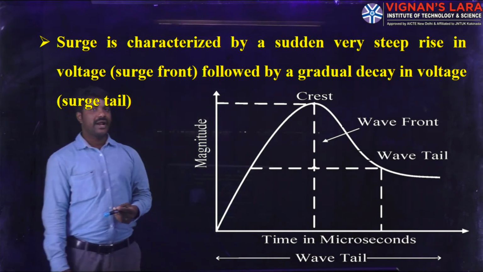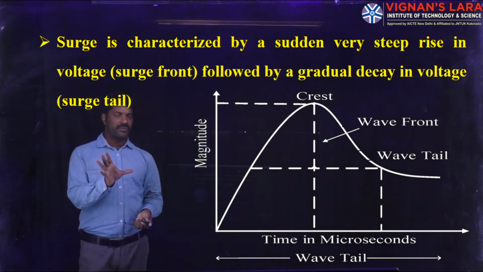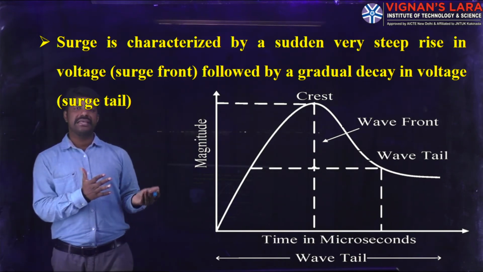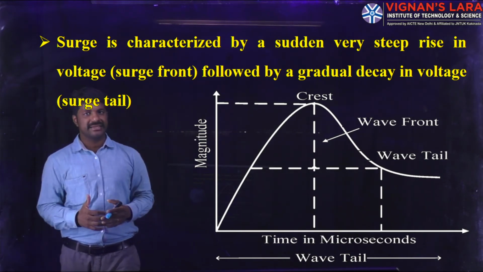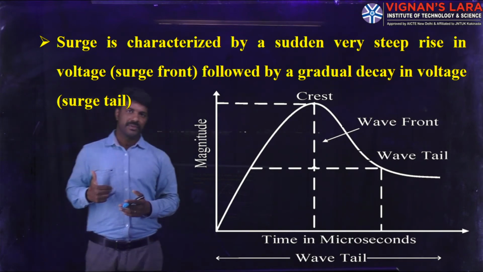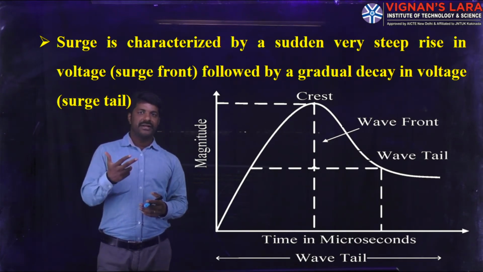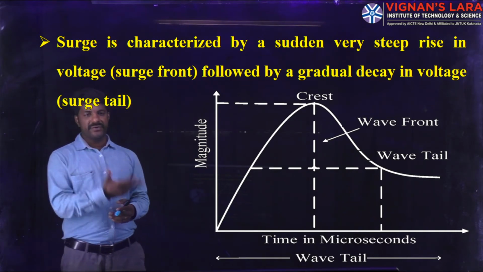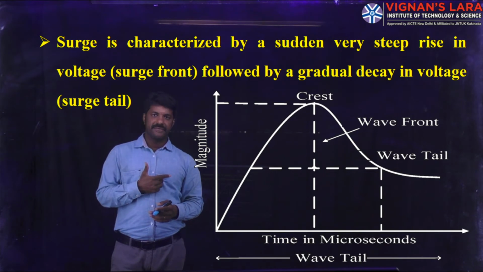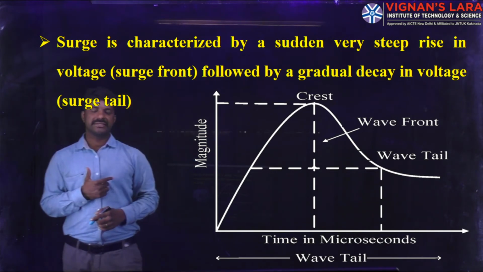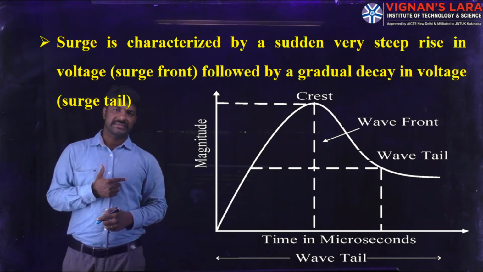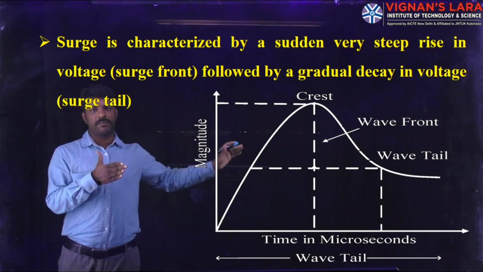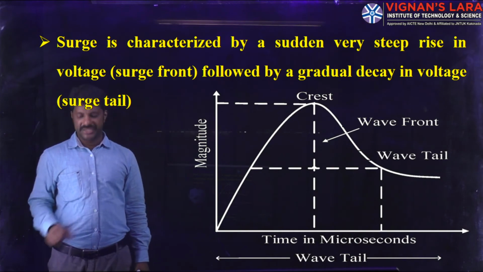So how to identify the surge waveform from a normal waveform? The surge waveform is identified as being characterized by two parts, namely the wave front and wave tail. Wave front is called the surge front and wave tail is called the surge tail. This is how we characterize it, that is, how we identify the occurrence of the surge. A very steep rise and gradual slow decay is called a surge wave.